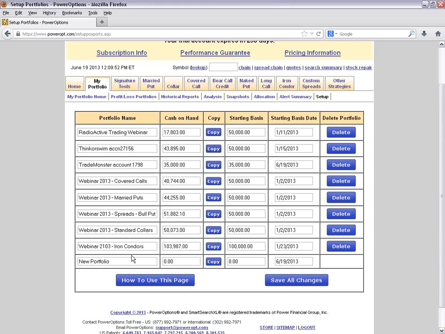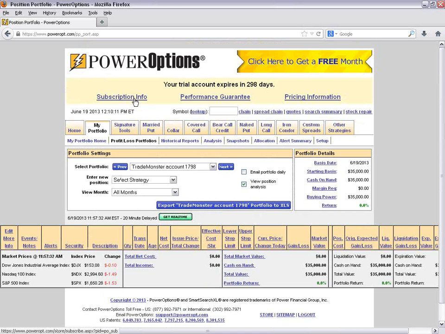And now, of course, it just lists it here available for us. Here's our Trade Monster account 1798 in the setup view with our cash on hand and our cost basis. Now, what I'd want to do is start entering my positions manually. So the first thing I'll do is go to the profit and loss portfolios. This is the tool where we track our open positions.